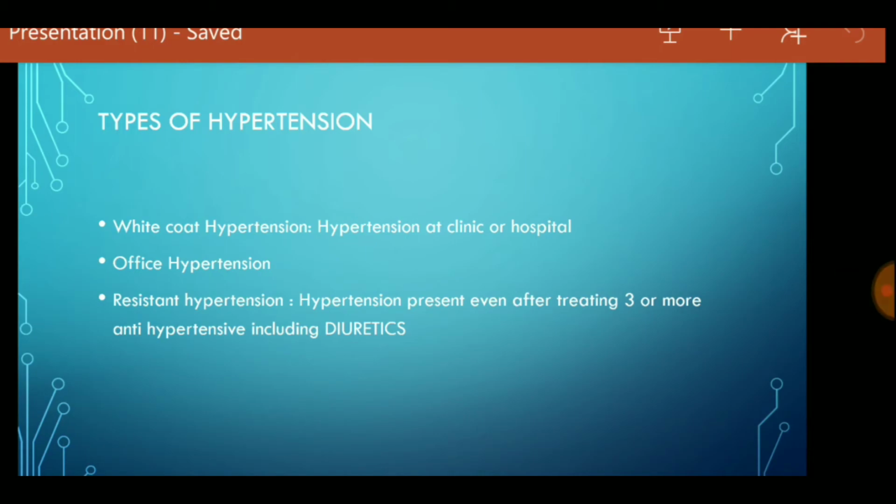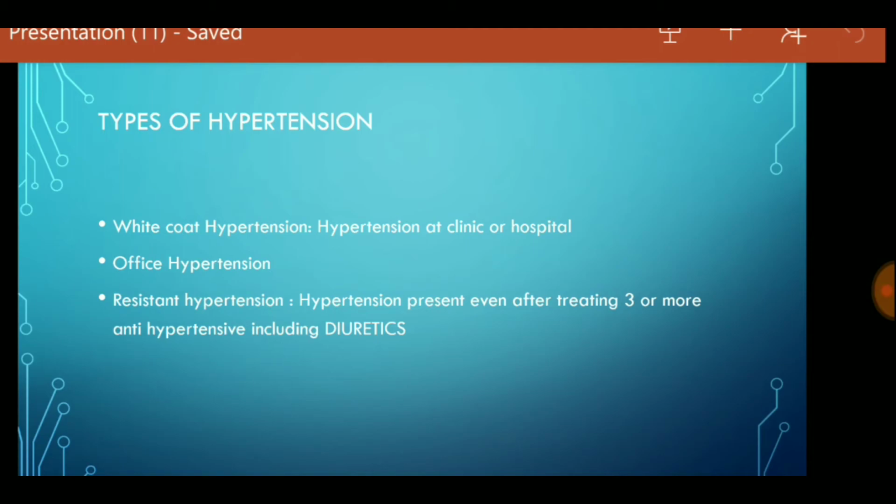What is meant by white coat hypertension? It is hypertension at clinics or hospitals, when the patient is anxious or nervous while going into the hospital, and the reading may be higher than normal. If he comes home and measures the BP once again, then it is normal. This is called white coat hypertension or office hypertension.